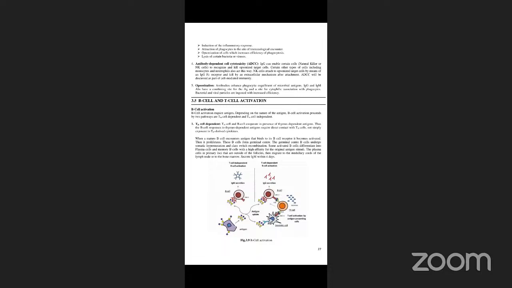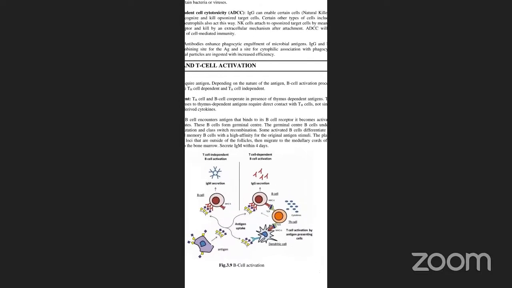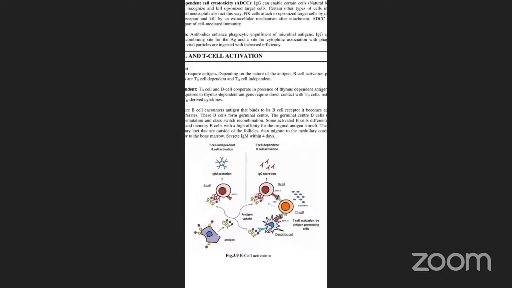So first is B cell activation. B cell activation requires antigen. Okay. So it can happen through two pathways: TH cell dependent and TH cell independent. TH cell dependent means helper T cell dependent, and the other is helper T cell independent. Now here you can see both the pathways. Directly I will explain the figure. So in the T cell independent mechanism, first the IgM is secreted.